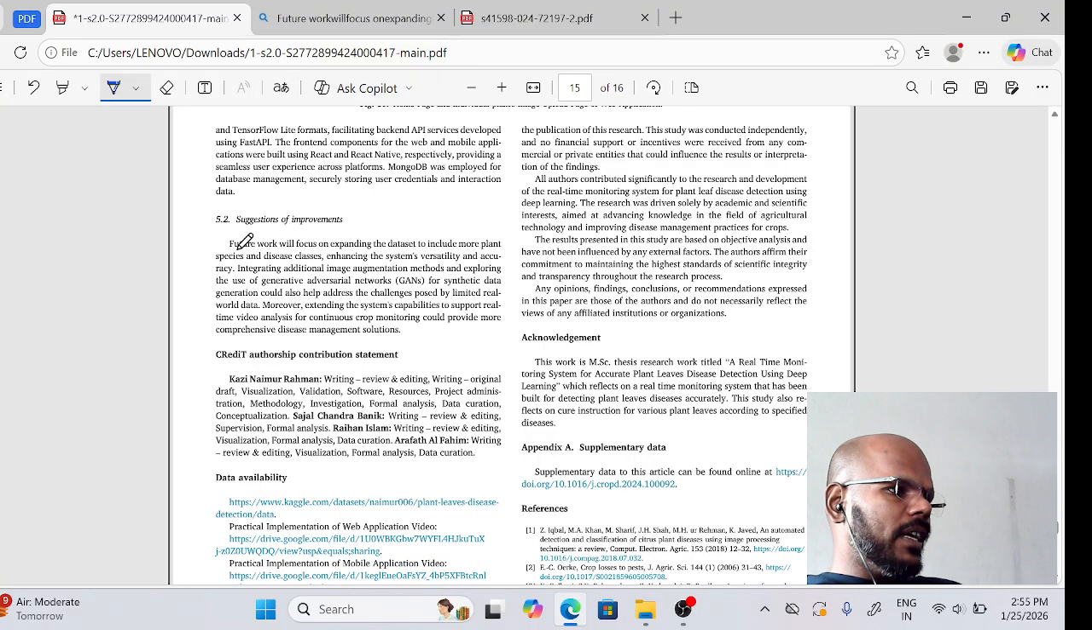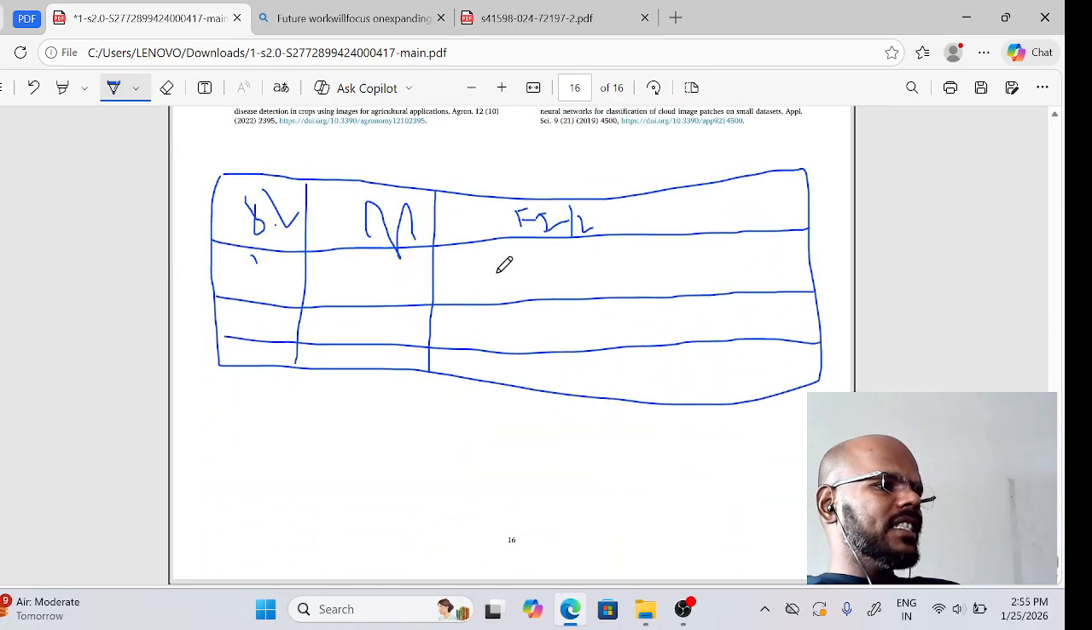Future work will be expanded, data set, something like that, they have written, right? So don't write as it was there, you write what you understand in your own way. You write here point 1, point 2, point 3, something like that. Every paper you mention here 1, 2, 3, 4, something like that. You mention n number of points as per your understanding, right? Similarly, you make paper 2, paper 3 and so on. Like that you make n number of papers.